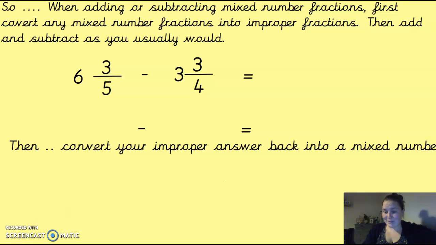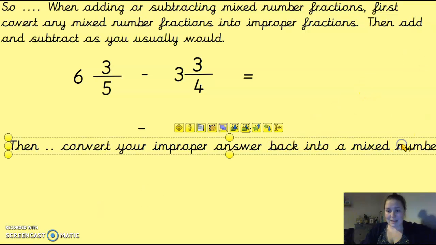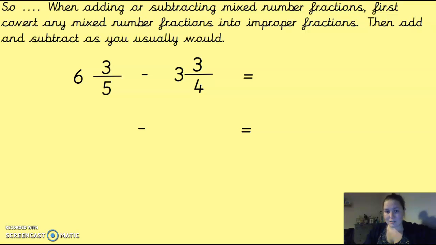Okay, well done if you gave this one a go, and well done if you've got an answer. Let's have a look together, work through it, and then you can go to your independent tasks. So first of all, we've got to make it into an improper fraction. So I'm going to say there's 6 wholes. I'm working in fifths. 6 times 5 is 30. Add the 3 that I had already, that's 33 fifths.